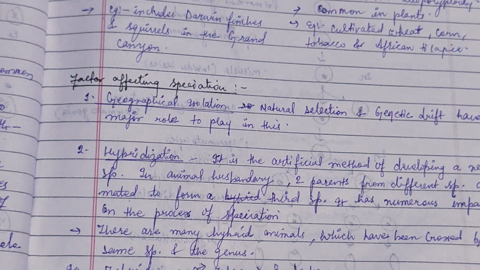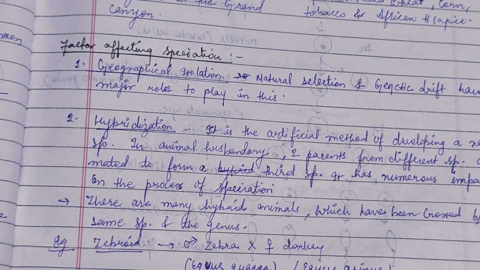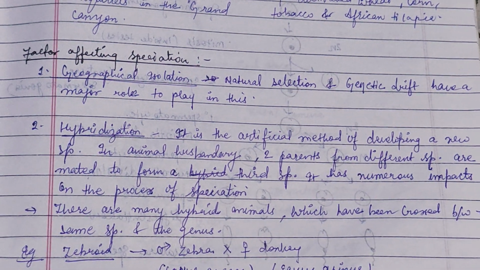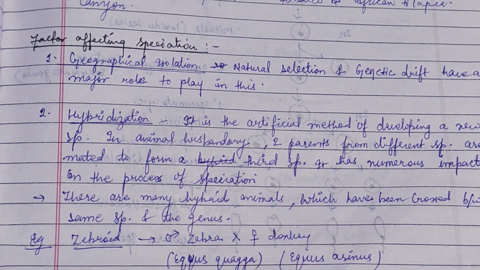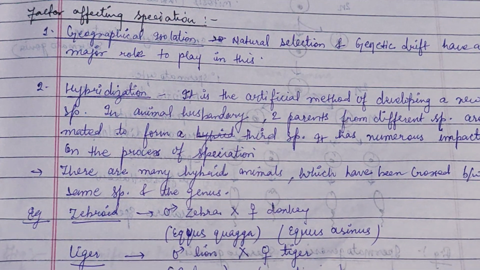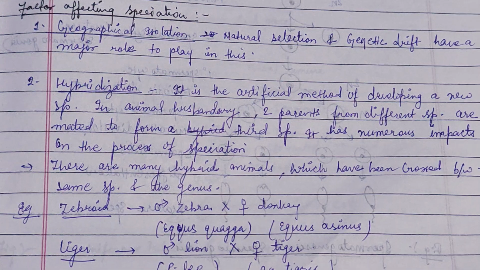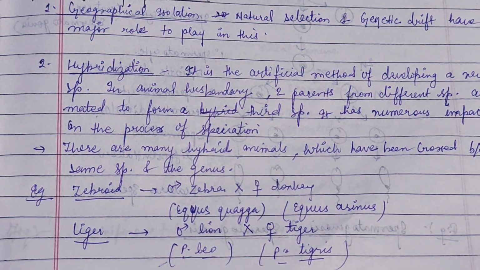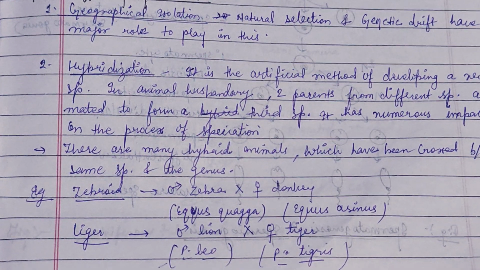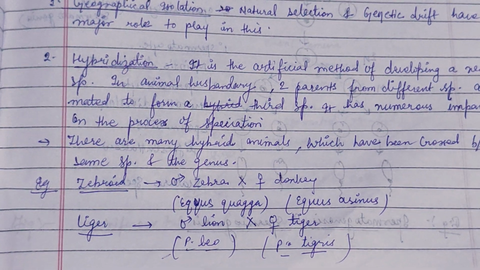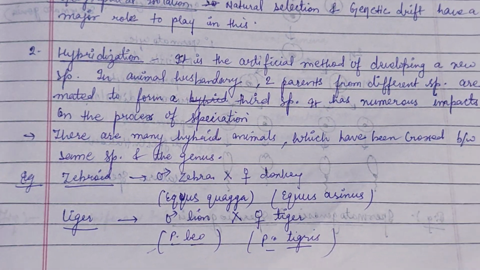Factors affecting speciation: geographical isolation and hybridization. Hybridization is the artificial method of developing a new species, and in animal husbandry, two parents from different species are mated to form a third species, and it has numerous impacts on the process of speciation. Examples of hybridization may be the zebroid, formed from the male zebra and the female donkey, and the liger, hybridization between the male lion and the female tiger.